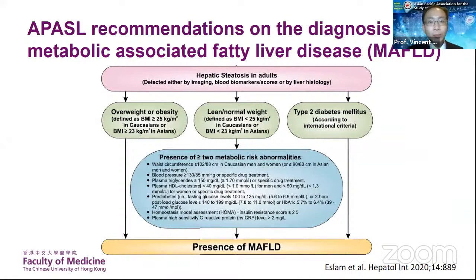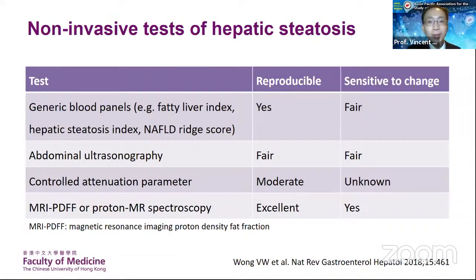This flowchart summarizes the latest APASL recommendation on the diagnosis of metabolic-associated fatty liver disease. Essentially, we can diagnose NAFLD if a patient has hepatic steatosis and the presence of overweight, obesity, diabetes, or two other metabolic risk factors. How do we detect hepatic steatosis? There are four main methods: blood biomarkers or scores, abdominal ultrasonography, controlled attenuation parameter, and magnetic resonance imaging.